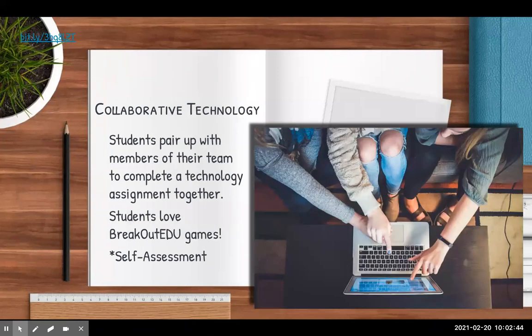So using that collaborative technology piece, things I use are like self-assessments, breakout EDUs. They love those. They also love doing drag and drops, Kahoot games, things like that, anything that kind of spiral reviews and so on. The cool thing about technology is a lot of these sites will grade it for you.